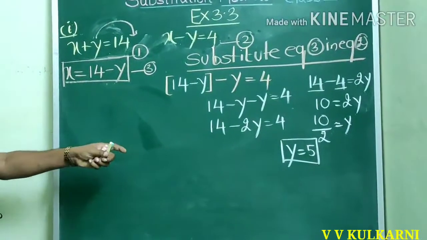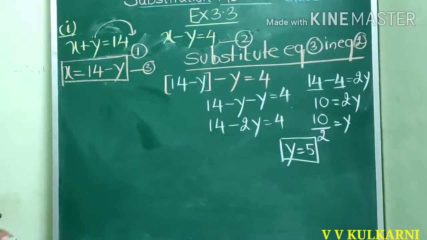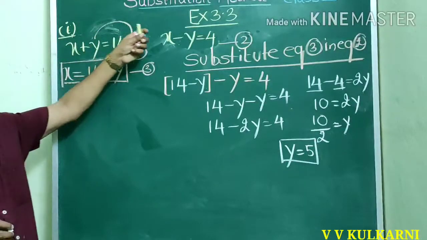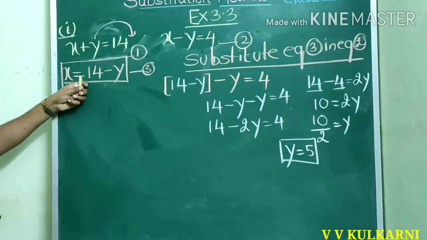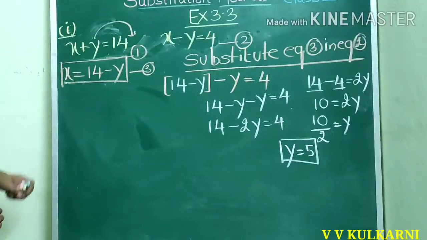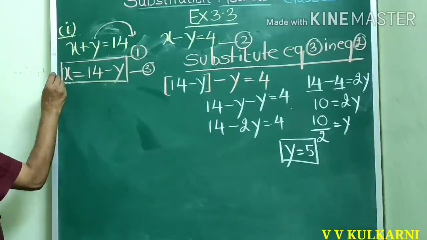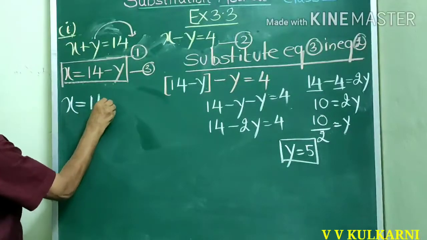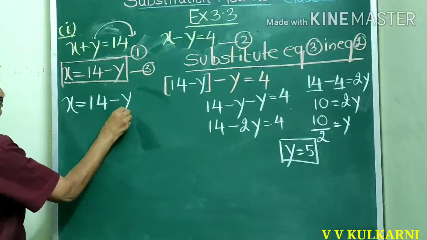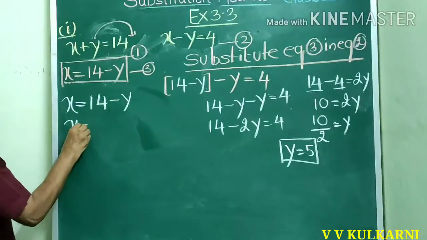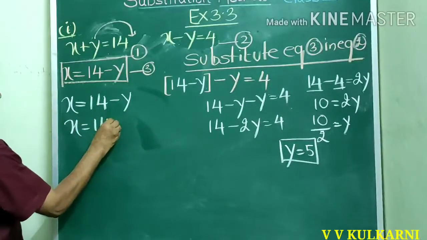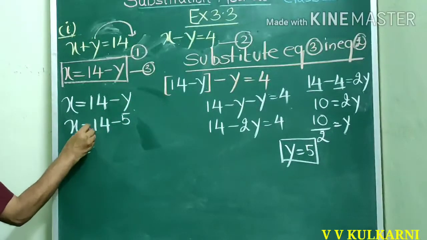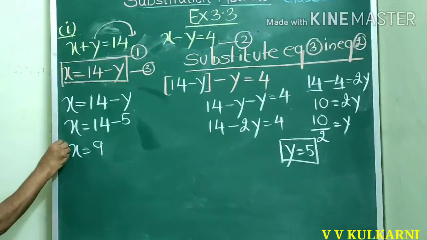Now this y is equal to 5, I will put in the equation. I can put it in any of the three equations: the first equation, the second equation, or the third equation also. Let me put it in the third equation. So x is equal to 14 minus y, so x is equal to 14 minus 5, which is 9.